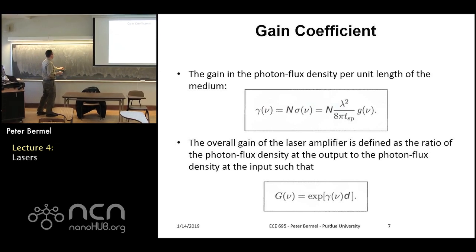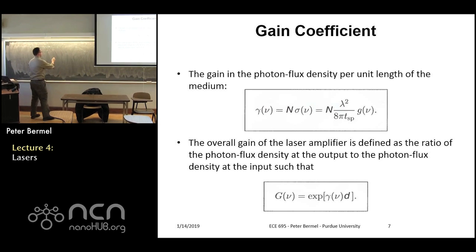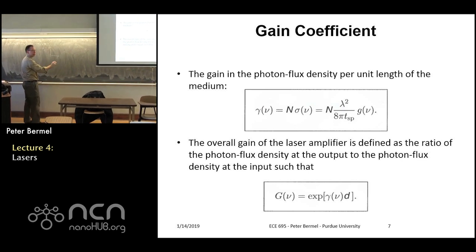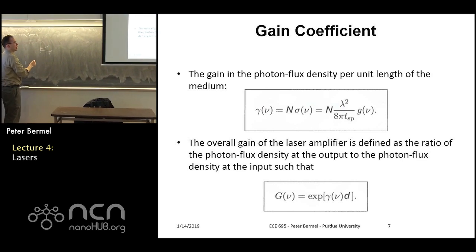Since we have exponential growth from 0 to d, the length of our gain medium, we have an input intensity I sub naught, and an output intensity I sub naught times e to the gamma of nu times d. That's our total intensity at the end. The gain is defined as the ratio of the output divided by the input, which is e to the gamma of nu times d.